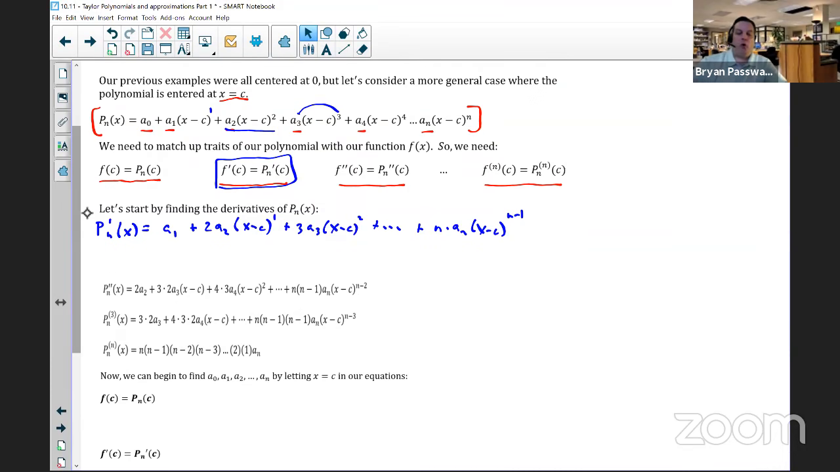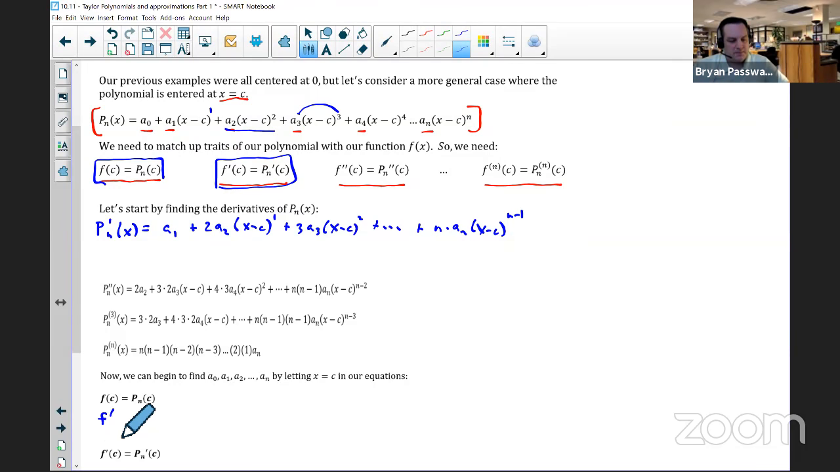And remember, the ultimate goal here is how do we find all of those a values? How do you find a sub 0, a sub 1, a sub 2? Well, the way we find those is by setting these things equal to each other. I need f of c to be p of c, right? The function we're trying to replicate is going to be the same as the polynomial at the center. So we need f of c to be p of c.